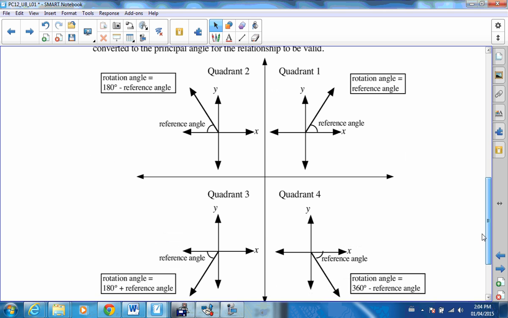So here's a nice way of summing this up. Quadrant 1, rotation angle and reference angle are equal to each other. Quadrant 2 is just 180 minus your reference angle. Quadrant 3 is going to be 180 plus your reference angle. And quadrant 4 is going to be 360 minus your reference angle.